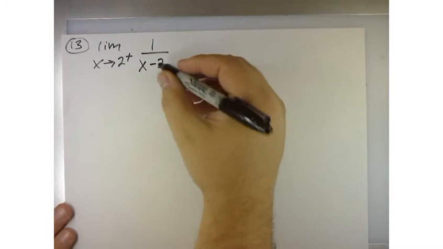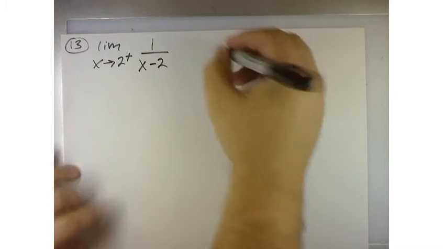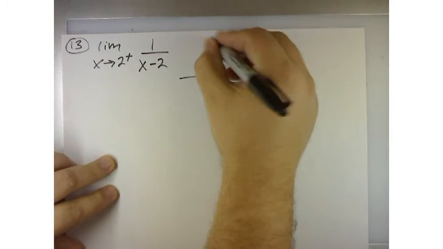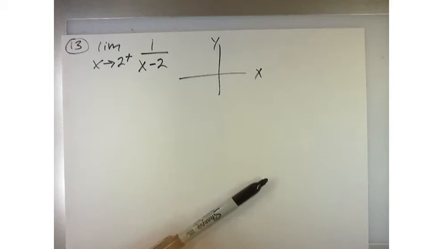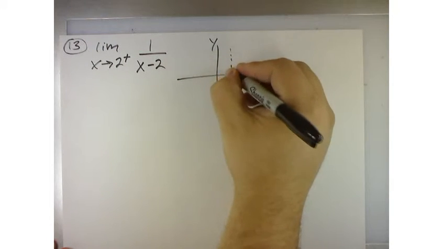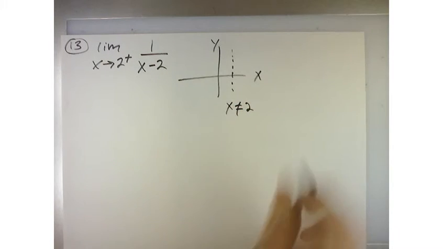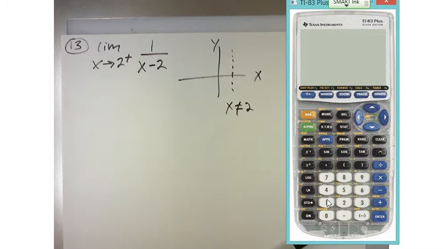We have a domain restriction at 2 because x can't equal 2. So the first thing that we would do is maybe look at the graph. We know that there's a vertical asymptote that occurs at 2, right? X cannot equal 2 because that would make the denominator equal to 0. And so first thing you want to do is graph this and see what it looks like.